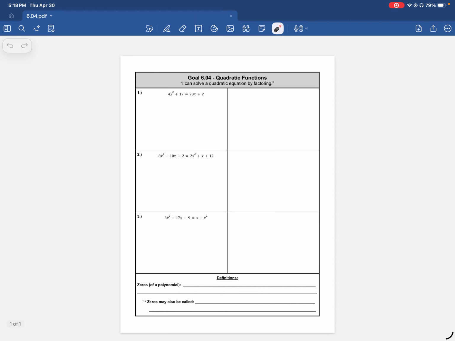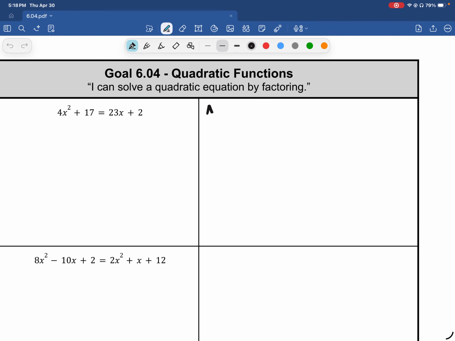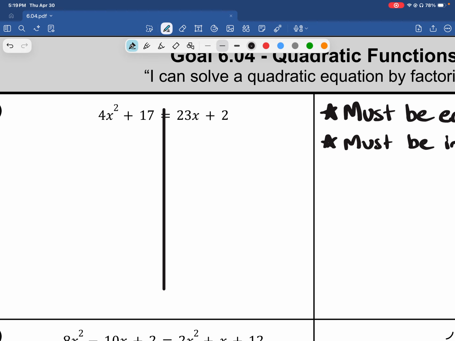Okay, look at number 4. The difference between 6.03 and 6.04 is we are solving the equation. Now, to solve a quadratic equation by factoring, it must be in standard form and must be equal to 0. Well, example 1, it isn't. So I am going to rewrite this.